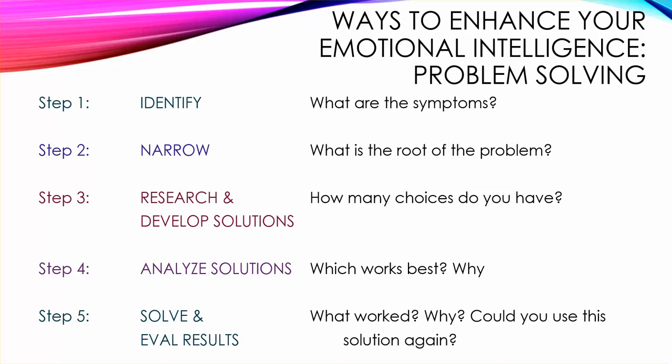Figuring out which of those choices is going to work best and also why it's going to work best, and then implementing that solution. Now, here's the thing that people don't often do. They don't often go back and evaluate the results. What worked? Why did it work? Is this something I could use again?